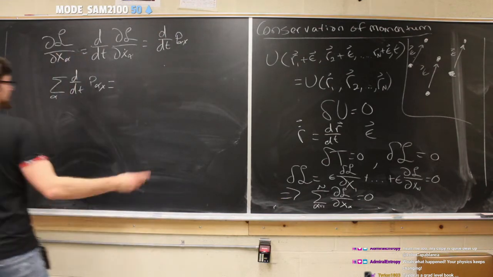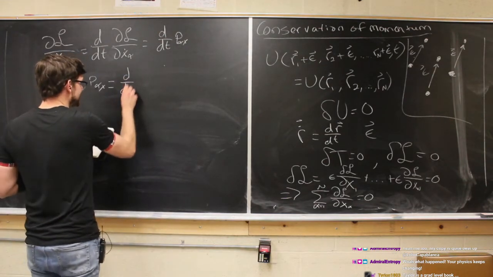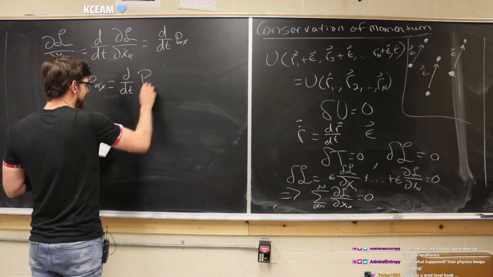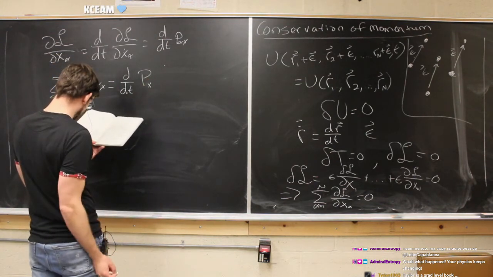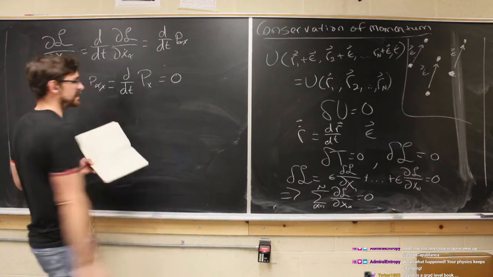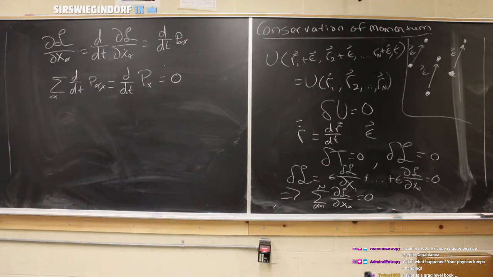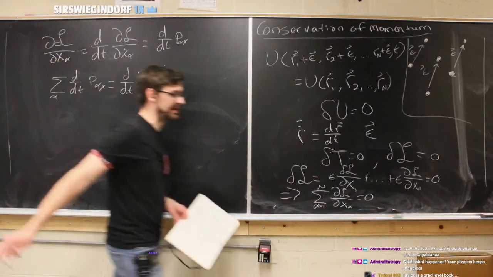We'll get the total momenta in the x direction of all of the particles. And that's equal to 0. Now, what does this mean? What does it mean for the time derivative of the momentum to be 0?